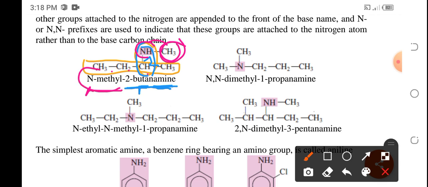The N indicates to where the methyl has been attached, and that is the nitrogen. The 2 indicates the position of the amino group in the parent chain, and that is this one.